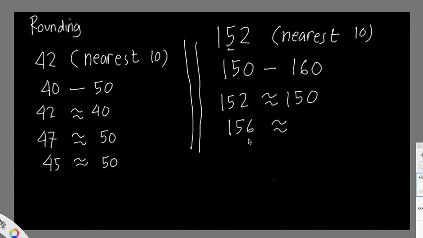How about 156? We want to round it to the nearest 10. We know that for rounding to the nearest 10, because the number after 5 is 6, and 6 is bigger than 5, the rounding is 160.